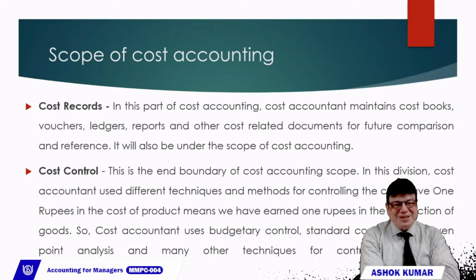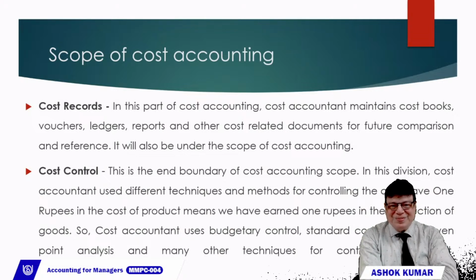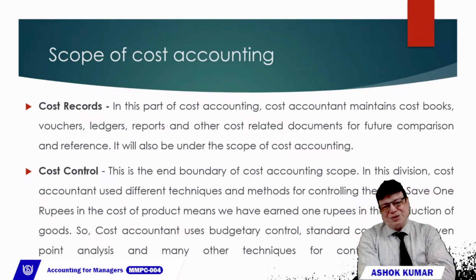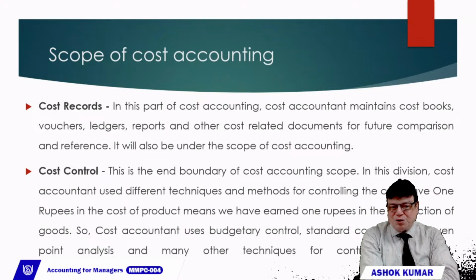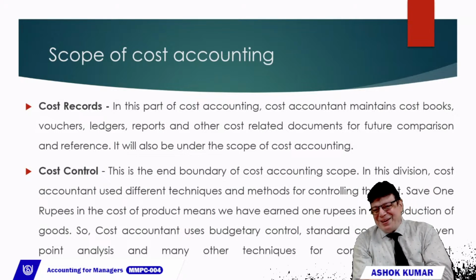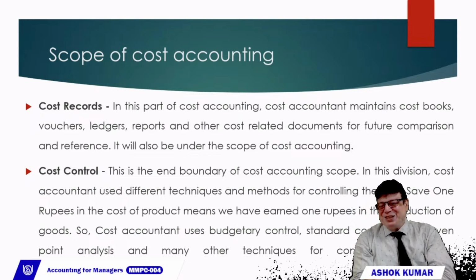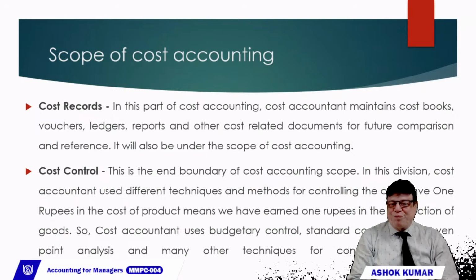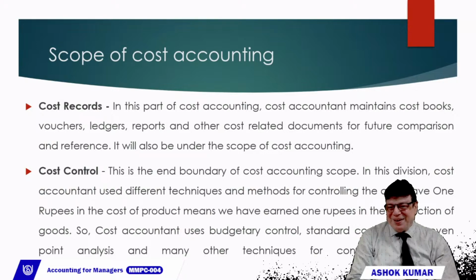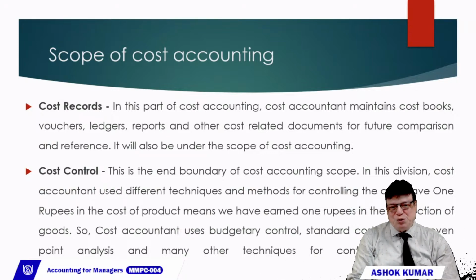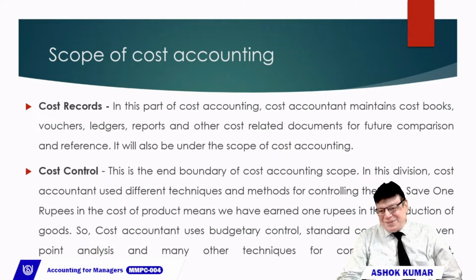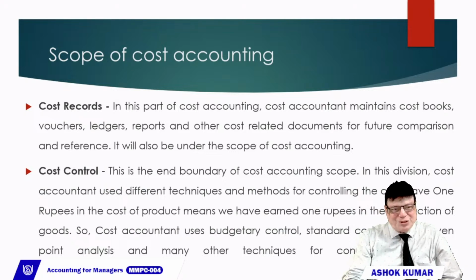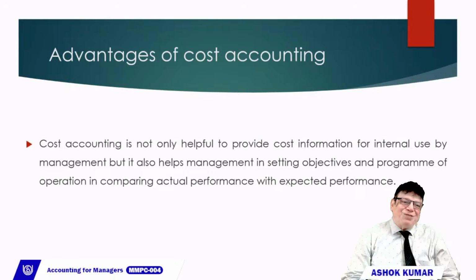Next is cost control. This is the end boundary of cost accounting scope. In this division, the cost accountant uses different techniques and methods for controlling the cost. Save 1 rupee in the cost of product means we have earned 1 rupee in the production of goods. This is very important. So the cost accountant uses budgetary control, standard costing, break-even point analysis, and many other techniques for controlling the cost. Now, what are the advantages of costing?